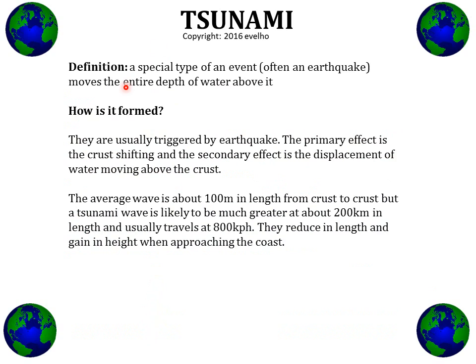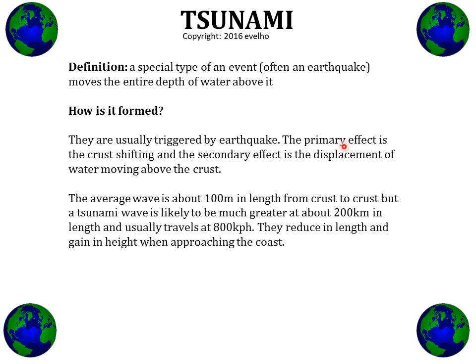Finally, tsunamis. The definition of a tsunami: it's a special type of event, often caused by an earthquake, which moves the entire depth of water above it. And how is it formed? They're usually triggered by an earthquake.